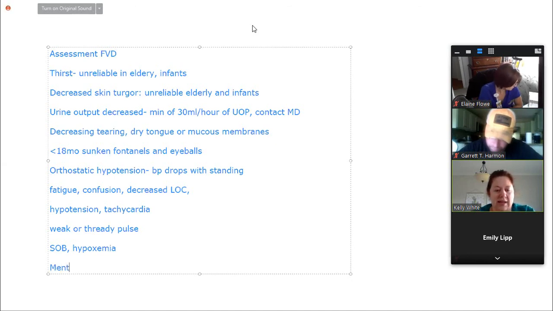So I said earlier that thirst and skin turgor are not very reliable in your elderly. So your most reliable thing for them is mental status changes. This is the most common and it's the first sign. Mental status changes. Those are going to be your first sign you see in elderly.